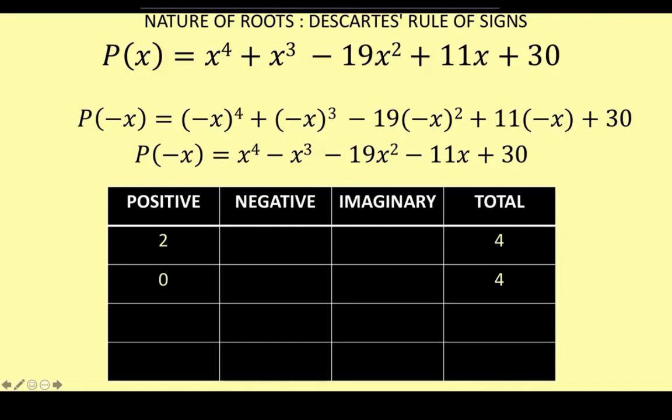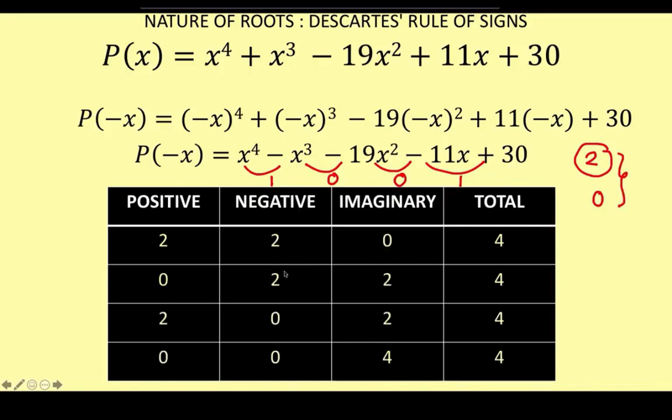Then let's count the number of sign changes. From positive to negative, there is 1 sign change here. From negative to positive is 1 sign change. And so we have a total of 2 sign changes of f of negative x. That implies that we can either get 2 negative real roots or less than this number by an even integer. We can either get 2 or 0 negative real roots.